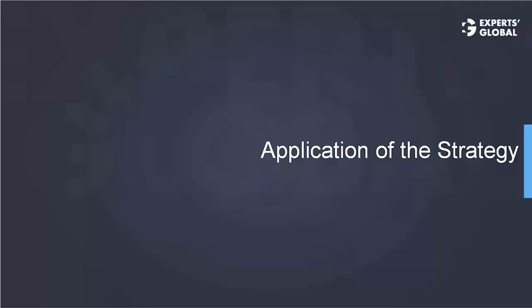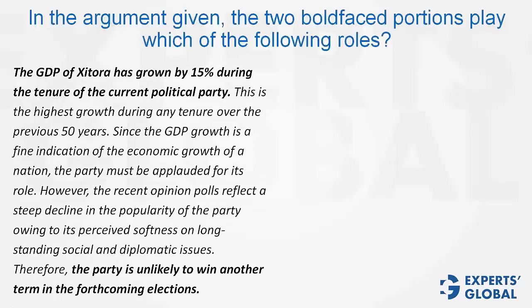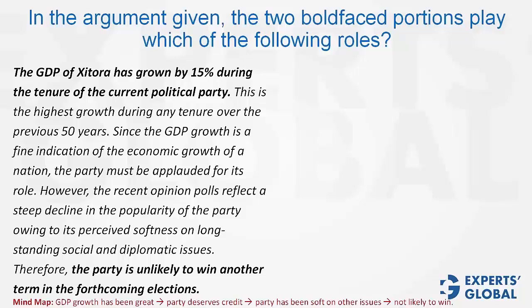Application of the strategy on a live question. This is the reasoning. This is the standard question stem every time. The 2 bold-faced portions play which of the following roles? Please pause the video and read the reasoning carefully. The mind map is that GDP growth has been great. Party deserves credit. However, party has been soft on other issues and is not likely to win in the forthcoming elections. What is the conclusion?